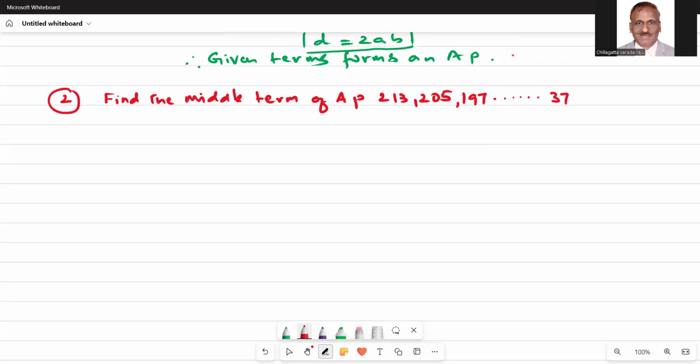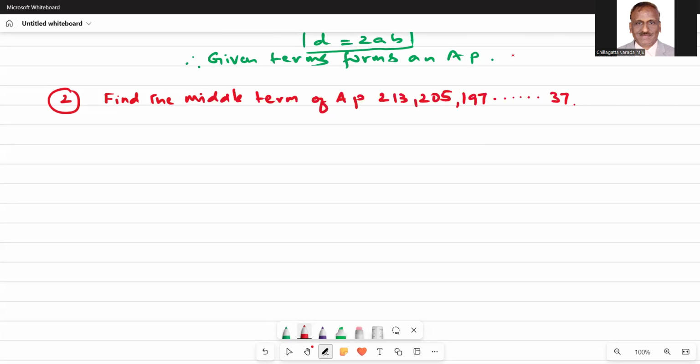37. So in yesterday's class, we have seen how to find the particular term, 28th term, 25th term, or from the back that 13th term or 20th term, like that. And here it is asking to find the middle term. Even we do not know how many terms are there from 213 to 37 to find the middle term, or you can say the total number of terms, we would count and come to the middle term. So that process is not required.